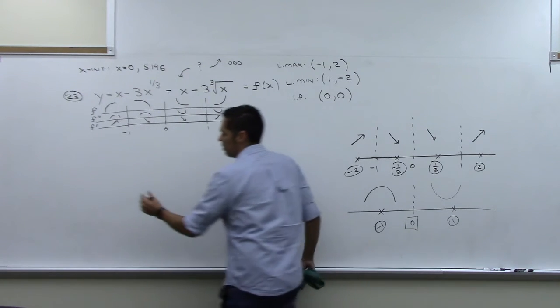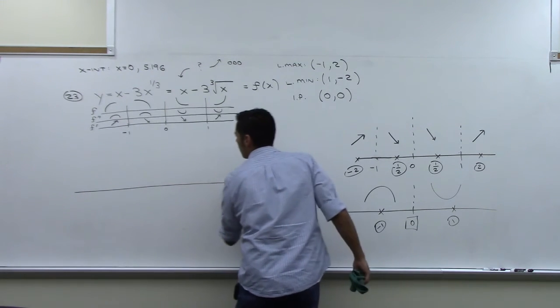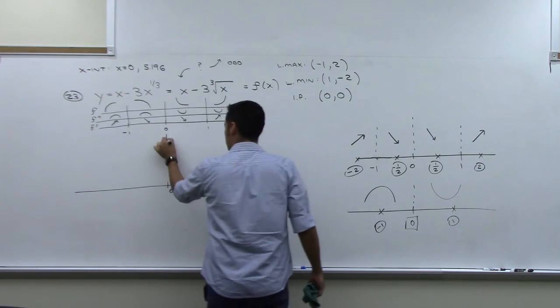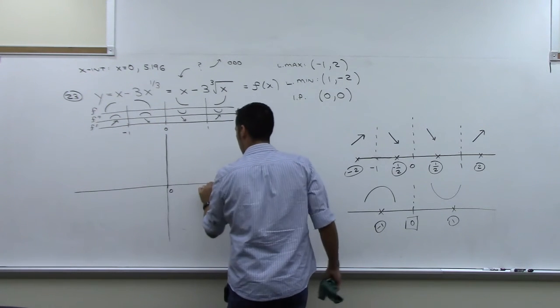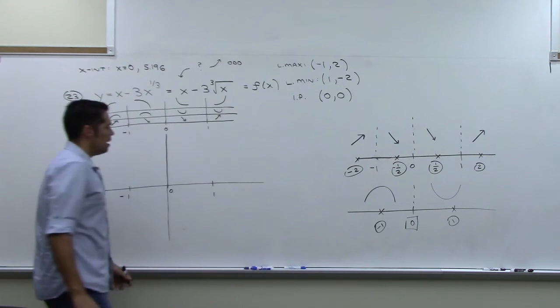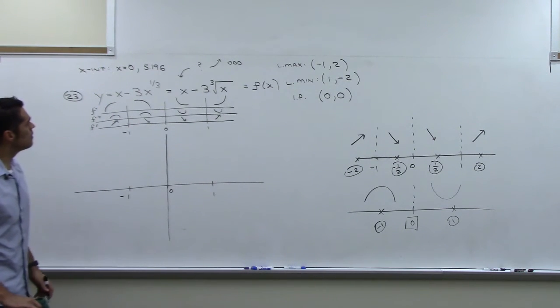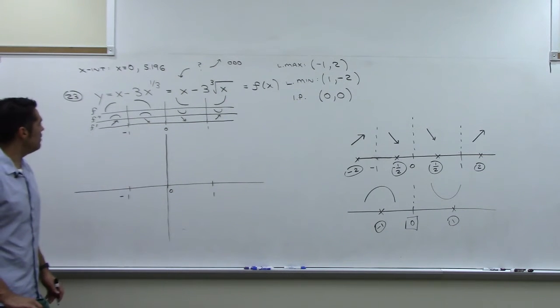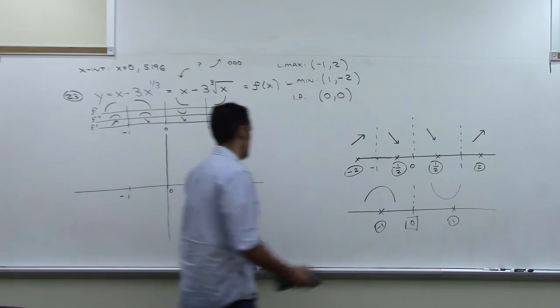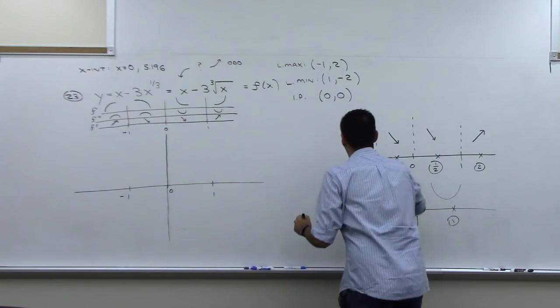And now below this, I'll draw my graph. So I know at 0, here's my y-axis. Here's 1. Here's -1. I know that some points I have here, oh wow, I have an x-intercept at 5.196. That's way out here. So I don't need this anymore.